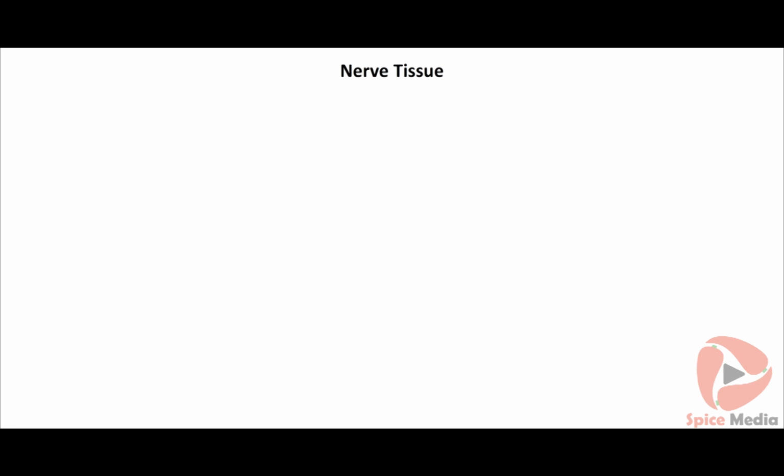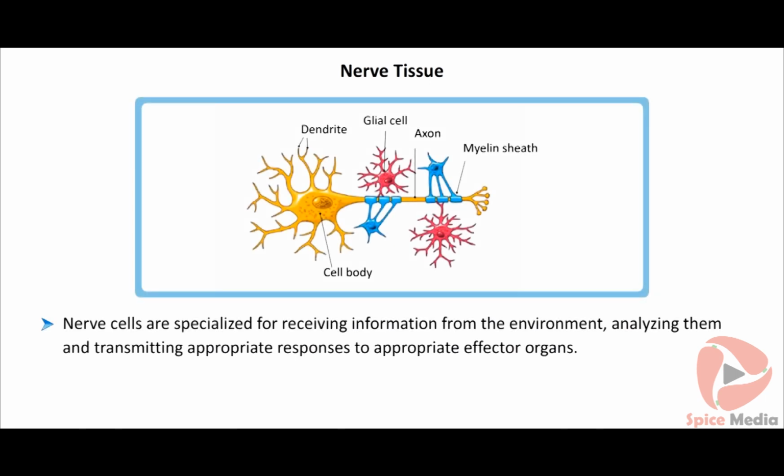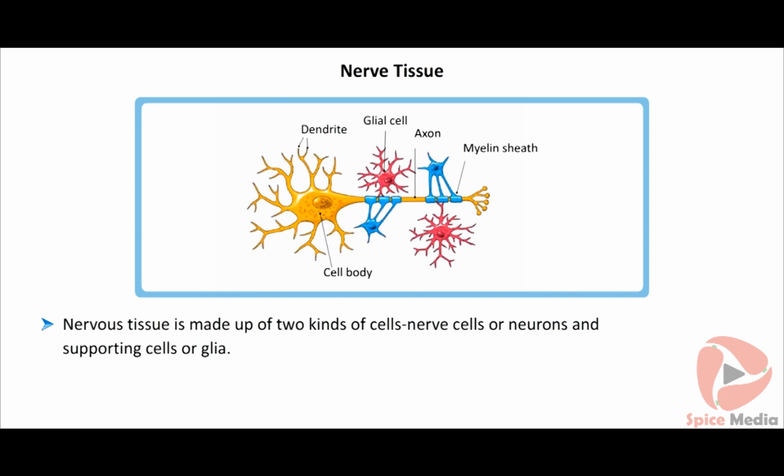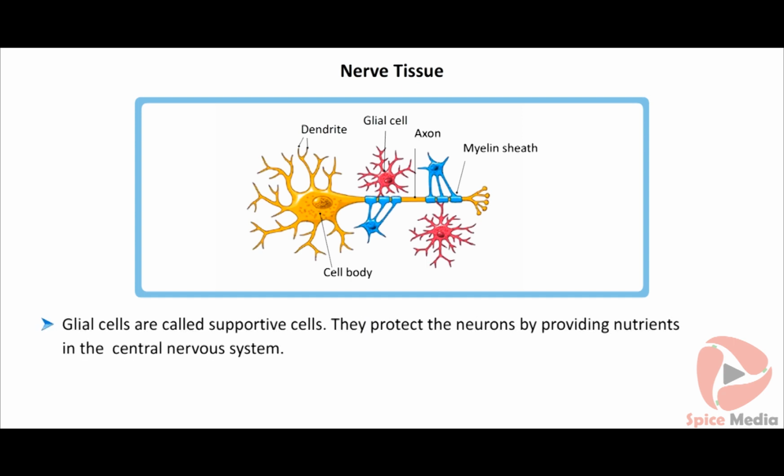Nerve tissue. Nerve cells are specialized for receiving information from the environment, analyzing it, and transmitting appropriate responses to appropriate effector organs. Nervous tissue is made up of 2 kinds of cells, nerve cells or neurons and supporting cells or glia. Glial cells are called supportive cells. They protect the neurons by providing nutrients in the central nervous system. Click the animation button to learn about the structure of the neuron.